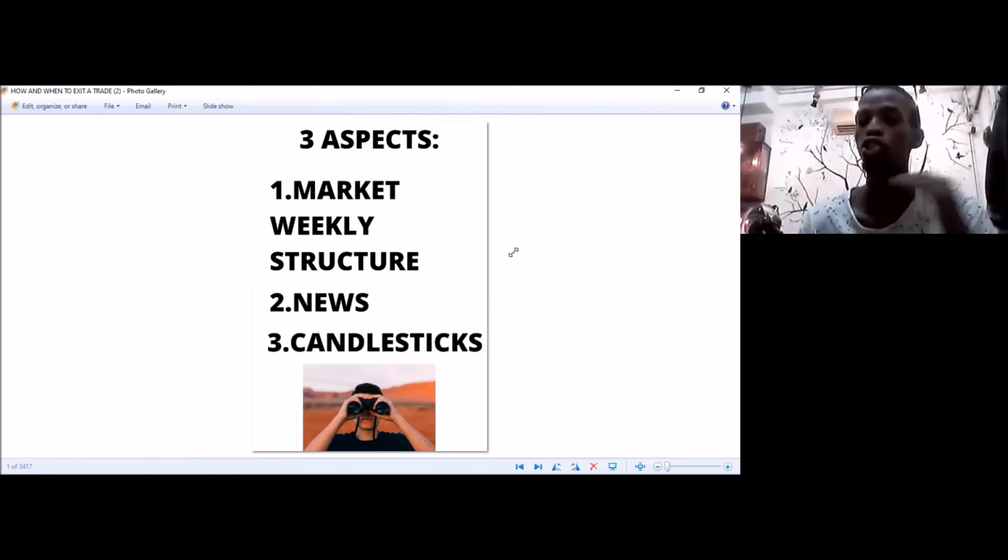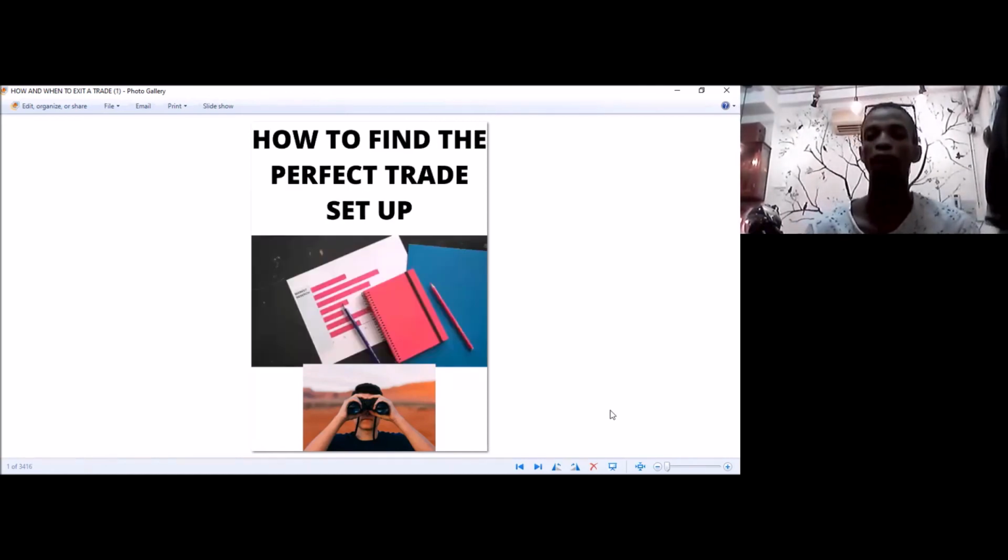Make sure the market structure is moving quite well and it's volatile for that week, and the candlesticks are quite big generally. Then you should be good to go. So yeah, guys, that's basically what you should look out for, and that's how to find the perfect trade setup for trading.